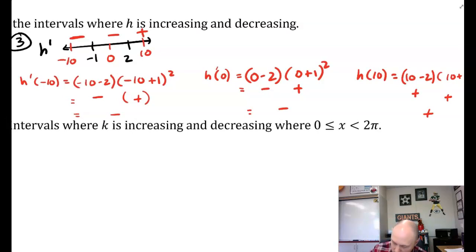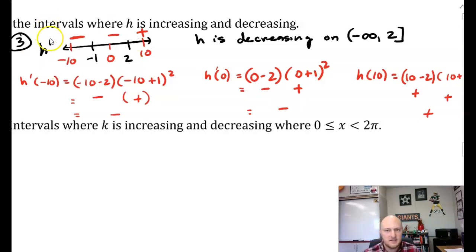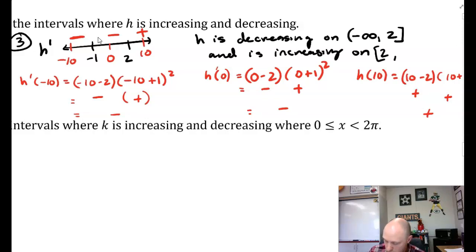What does that mean? Well, it means that h is decreasing on negative infinity to 2. All of this is decreasing. So I'm going to use all values, negative infinity to 2, and h is increasing on 2 to infinity, for all of these values. Okay? All right.